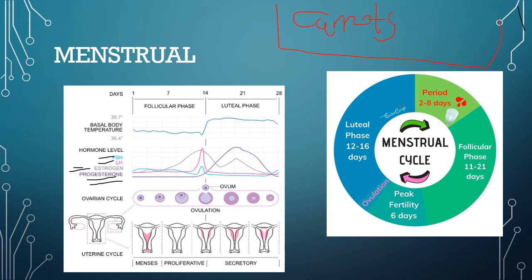And also eating cinnamon sticks. Cinnamon is very, very good in menstrual health. That is the Ceylon dalchini. So cinnamon sticks are also very, very useful. So this is the menstrual cycle basically.